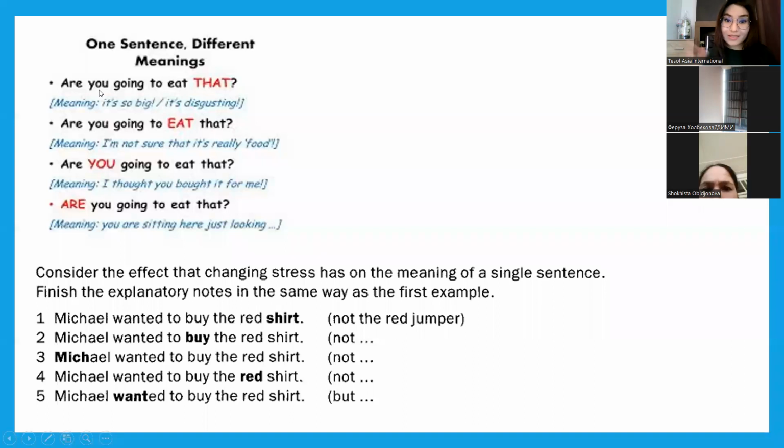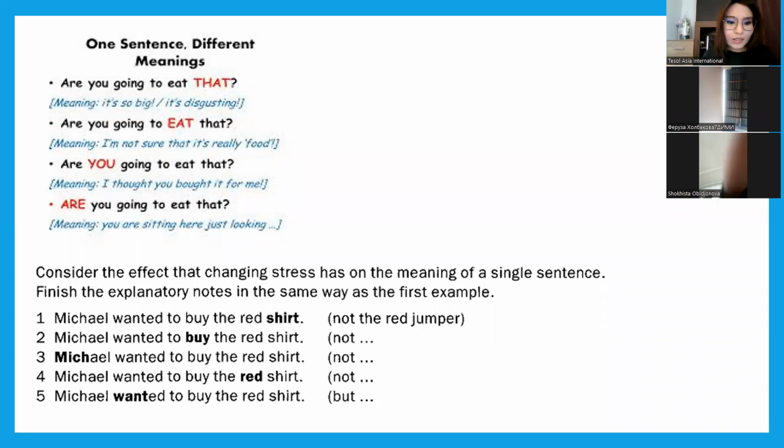Like, are you going to eat that? It means that it's too big or too disgusting, that it's not something edible. Or are you going to eat that? I'm not sure it's really food, that you can't eat that. Or are you going to eat that? It's mine, it's not yours. Or are you going to eat that? Meaning that the person is just sitting, they are not eating, and you want to encourage that person to come to an action.